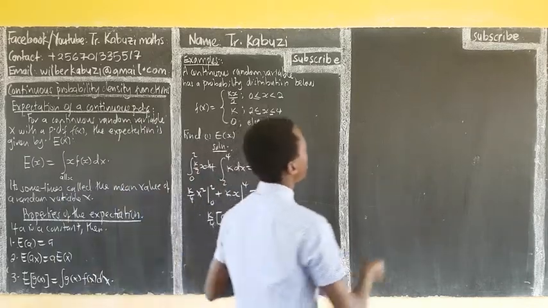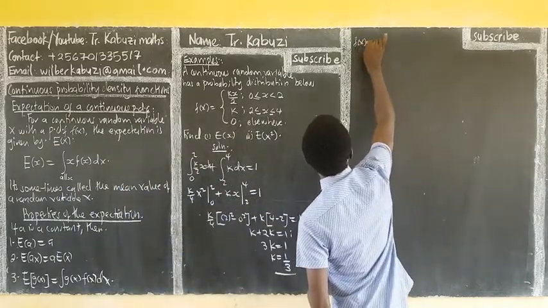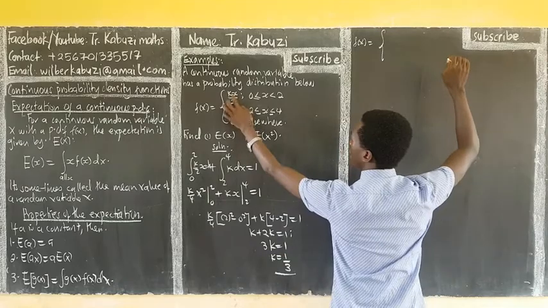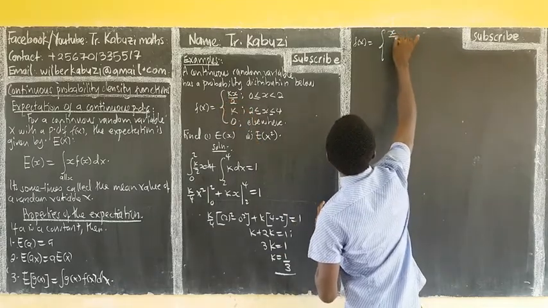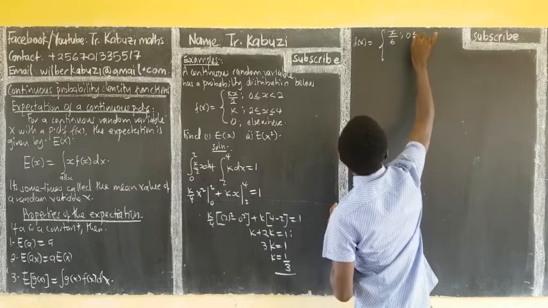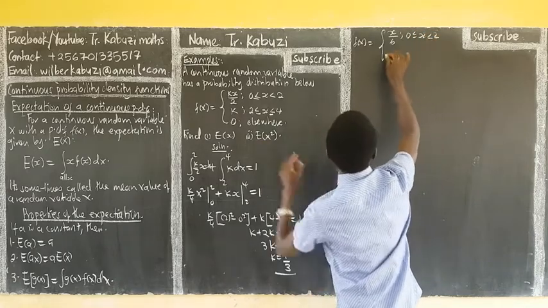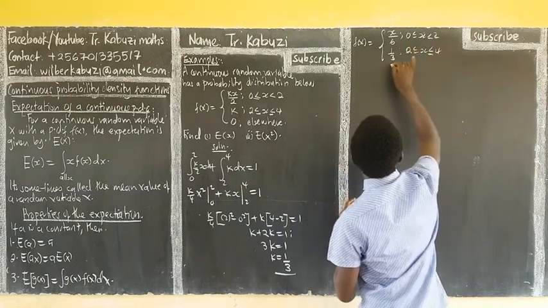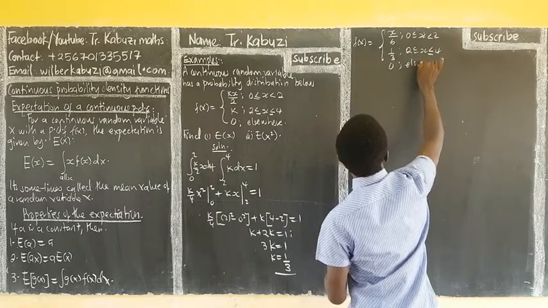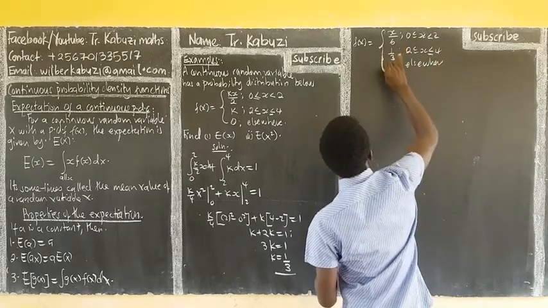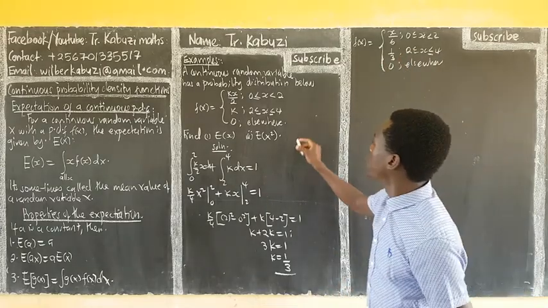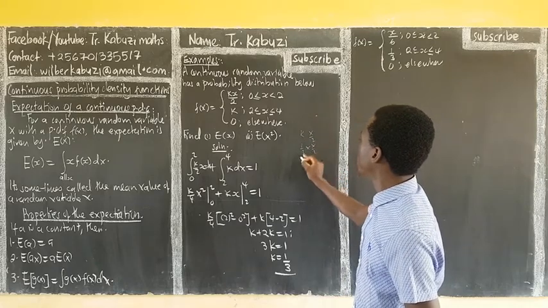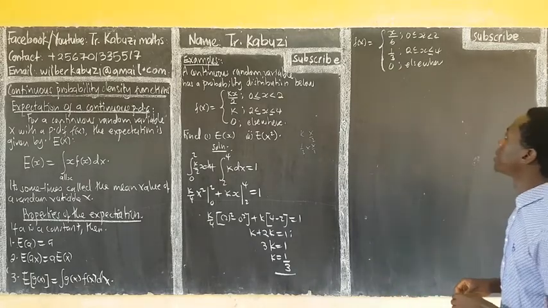After getting that, we now write our PDF without the constant k. It is going to be x over 6 from 0 to 2, then a third from 2 to 4, and 0 elsewhere. This is our PDF now. We have just substituted k. Remember we have k times x over 2, and our k is a third, so a third times x over 2 is why I'm getting x over 6.